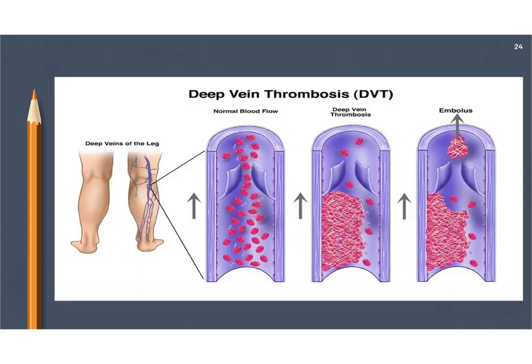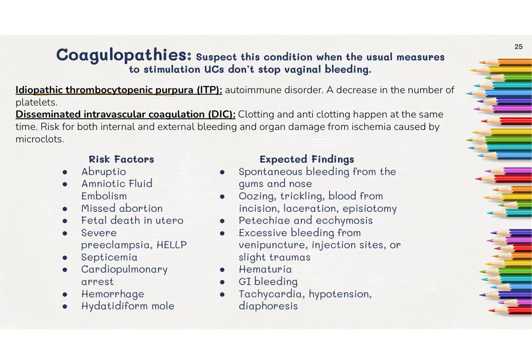So here is just a visual. Lots of my students and lots of nurses are visual people, so I like to put in visual things as much as possible. This is a visual for you guys to see what happens when somebody has DVT. So a bit about coagulopathies, this is going to lead us into our postpartum hemorrhage conversation, okay?